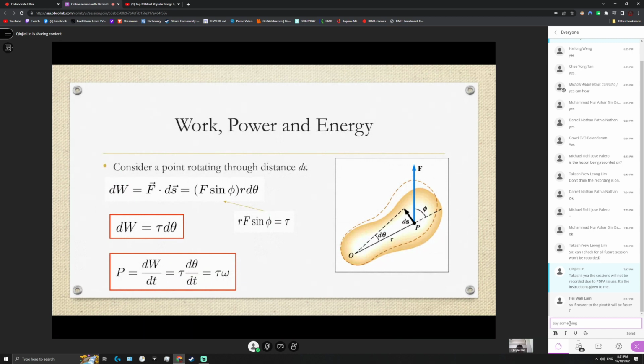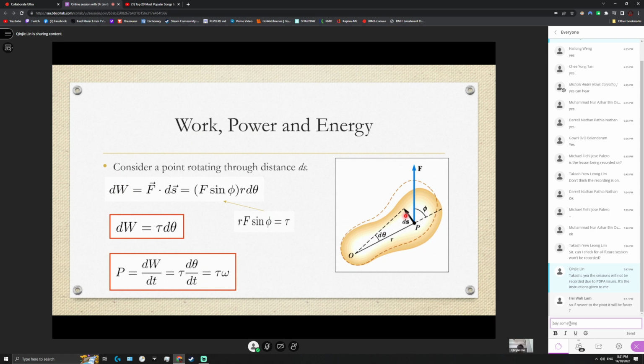And same thing for rotation, right? Just like our linear counterpart, there will also be work, which is energy. There will also be power and energy. Work is work done, but it is energy, as we have learned. So consider a point rotating through distance ds. Let's say we have a point here, rotating about pivot O. We have rotated a distance of ds. The force is applied upwards. What is the work done?